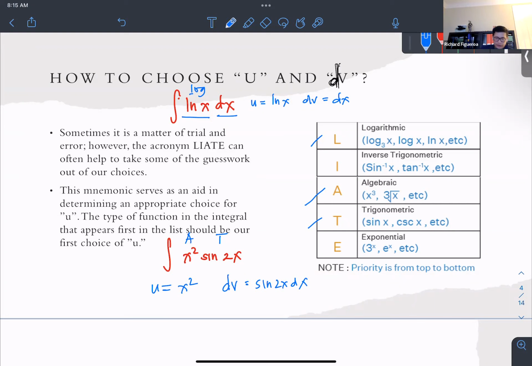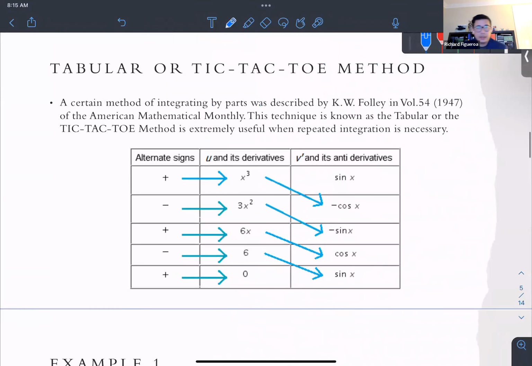Any questions with that? None, sir. Okay, good. So let's proceed with the other method. During your senior high, did you cover this? Did you get to this part? No, sir.